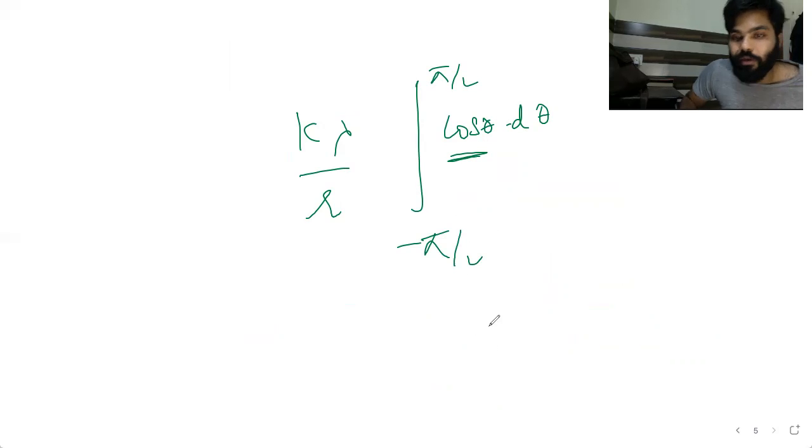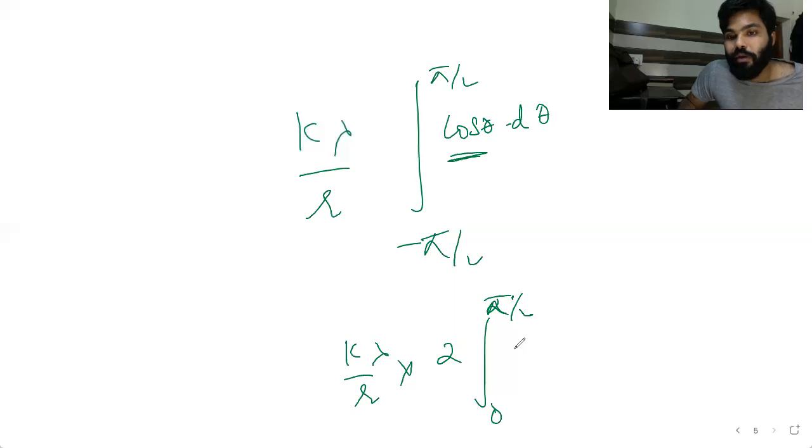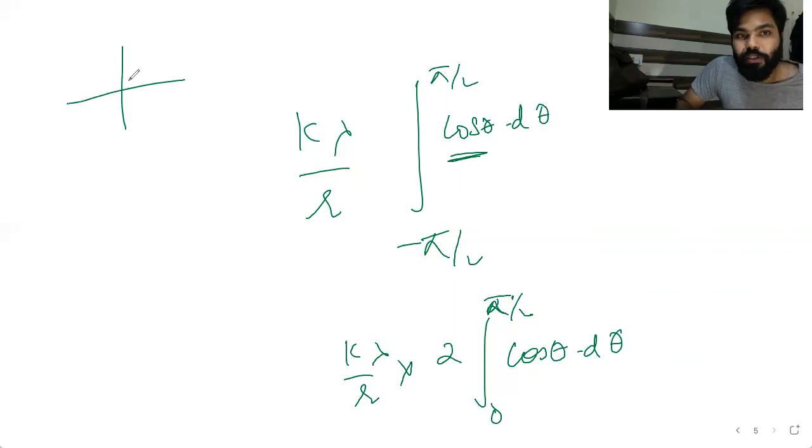so you can write the limits as 0 to pi by 2 two times, with k lambda upon r as it is, and cos theta as it is. I just applied some basic concept. Let me explain. Cos theta is an even function because it is symmetric about the y-axis. This is minus pi by 2, and this is pi by 2.